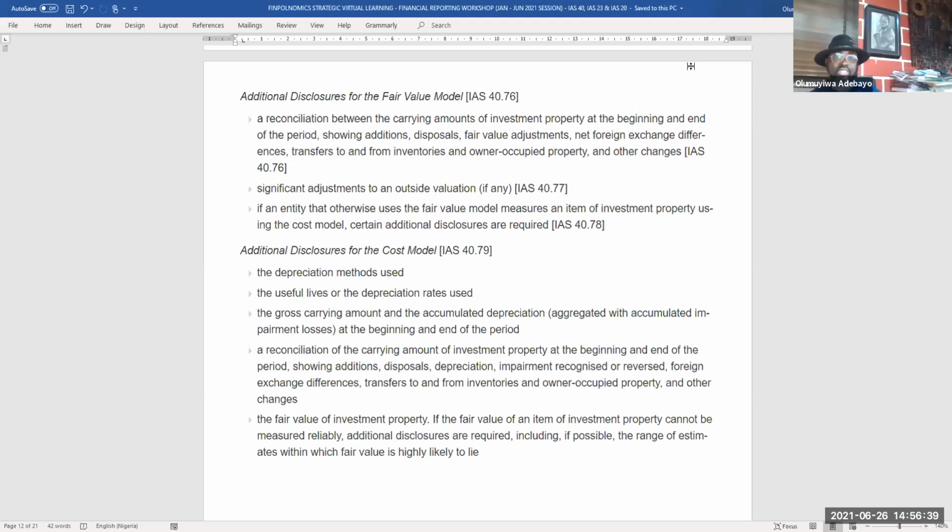Yes, there are additional disclosures that only affect the fair value model and some that affect only the cost model. Can you pick them one by one?